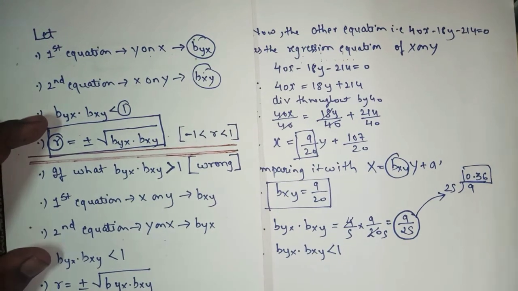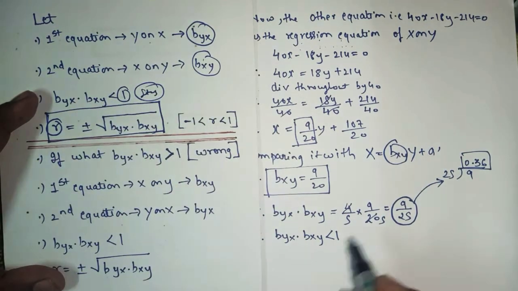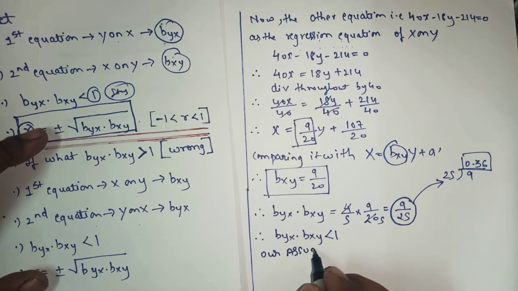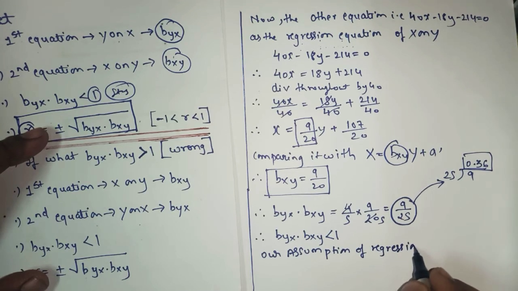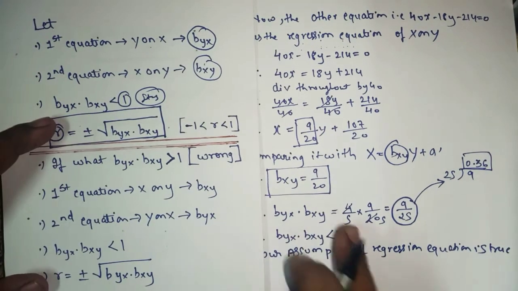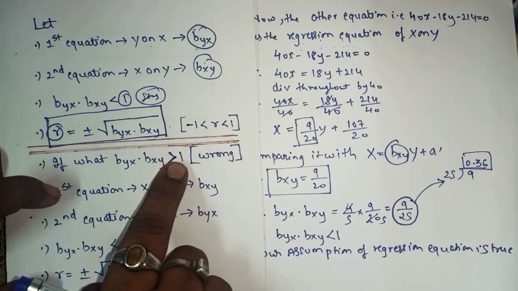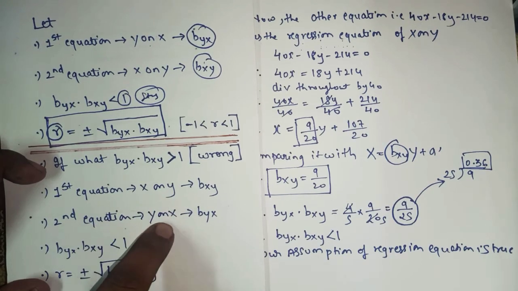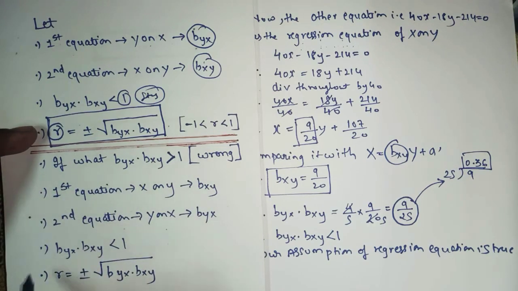Okay, so here if this condition is satisfied, remember you will write that our assumption of the regression equation is perfect, is true. If in case you are getting the answer greater than 1, that means we have to interchange the equation. The first equation will be x on y and the second equation will be y on x, and then again you have to check. This part we'll see in the next lecture.